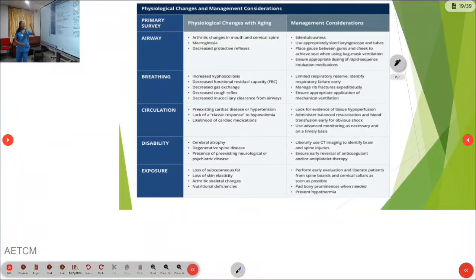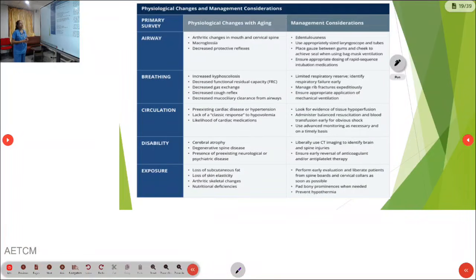So these are the physiological changes and the management we have to take care of in case of elderly trauma. In the airway, as we grow old, there are atherosclerotic changes of the mouth and cervical spine, macroglossia, and decreased protective reflexes. Management includes proper sized laryngoscope and tube, and in edentulous patients we can attach gauze in the gums and cheeks to achieve a seal so that we can use the bag and mask properly, and proper dosage of intubation drugs.